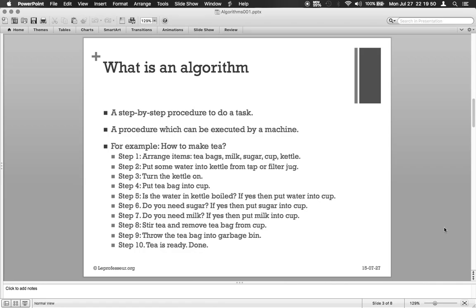So if the instructions are smart, it will behave smartly. If instructions are dumb, it will behave very dumb. Always remember that.